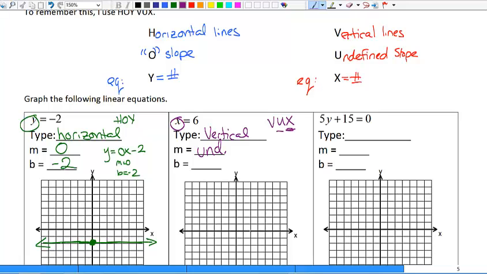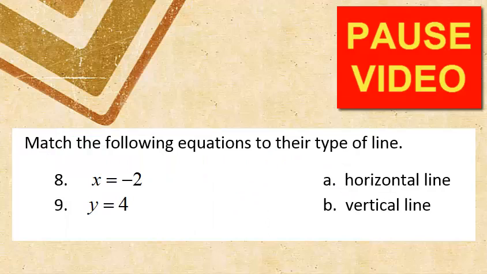So if I graph this, I go to 1, 2, 3, 4, 5, 6 on my x-axis, and then I just draw a vertical line. And that's my answer. Now, what's the y-intercept? Well, it's never going to have a y-intercept because your vertical line is parallel to it, so there is none. Notice you can't actually write this in slope-intercept form because there is no y, which is why it's undefined and no y-intercept.